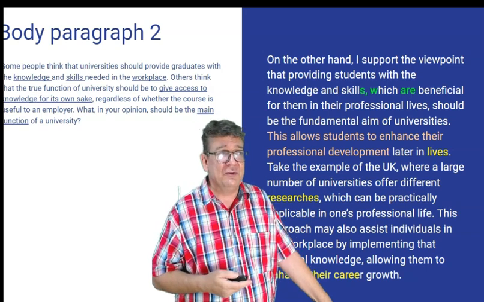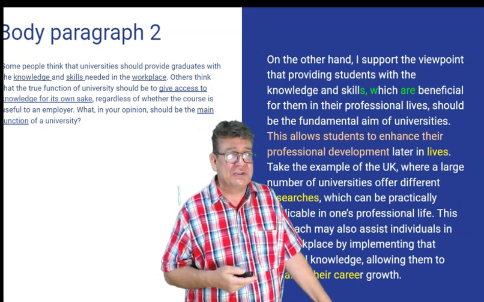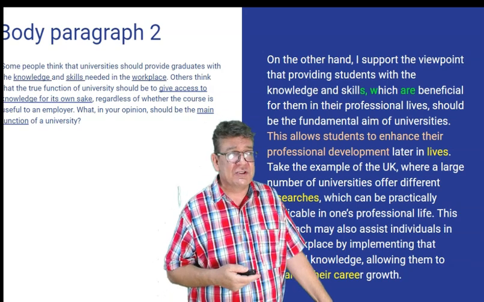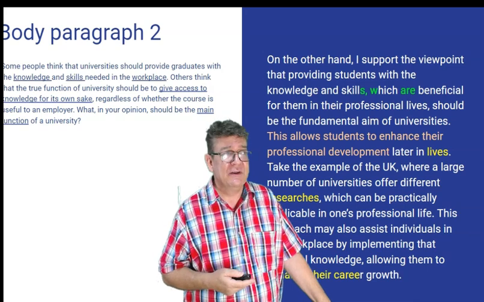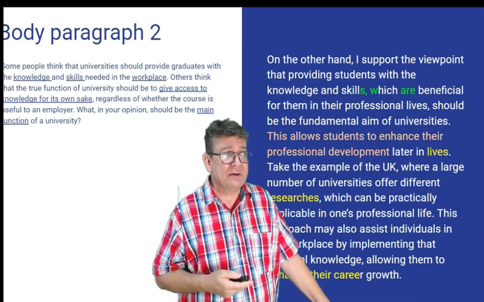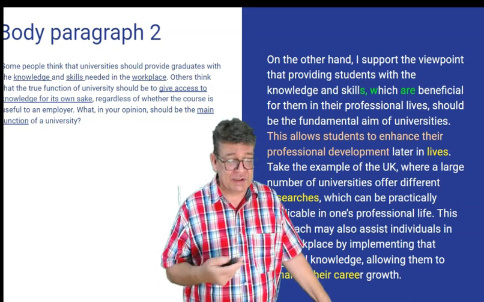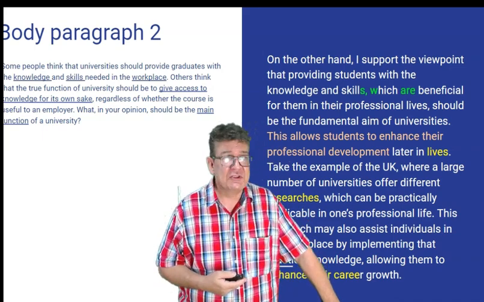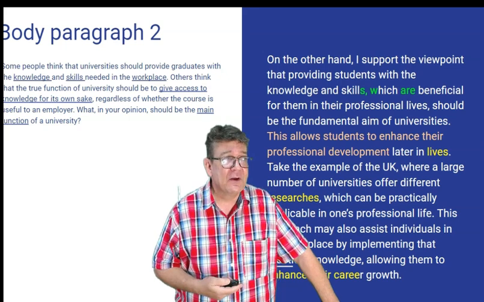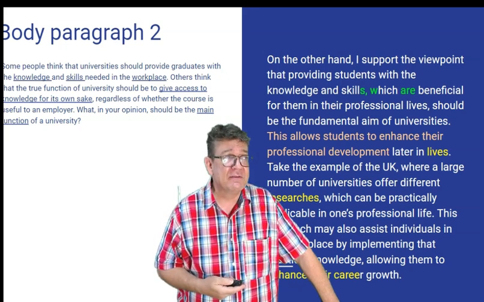Take the example of the UK, where a large number of universities offer different researches. That's not a word, researches. Which can be practically applicable in one's professional life. Once again, no comma there before the which, you're overusing which anyway. So this is about what happens at university. Okay, not what happens in one's professional life.